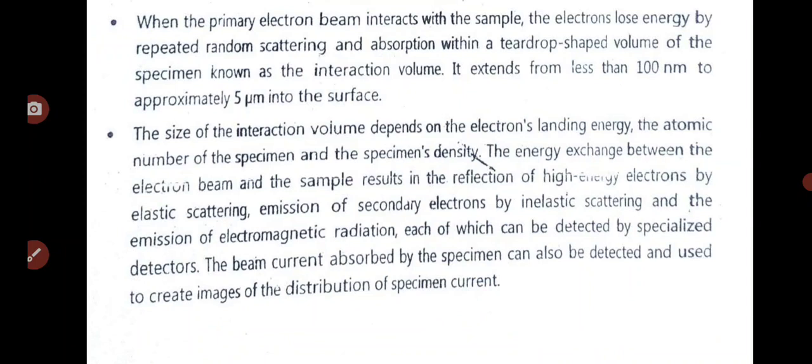First of all, the beam has high energy before interacting with the surface of the sample. When this beam is incident on the sample, the electrons lose energy by repeated random scattering and absorption within a teardrop-shaped volume of the specimen known as the interaction volume, which extends from less than 100 nanometer to approximately 5 micrometer below the surface.